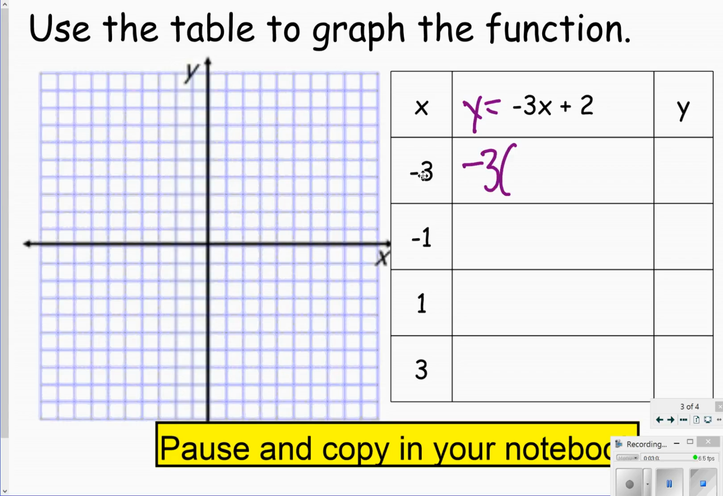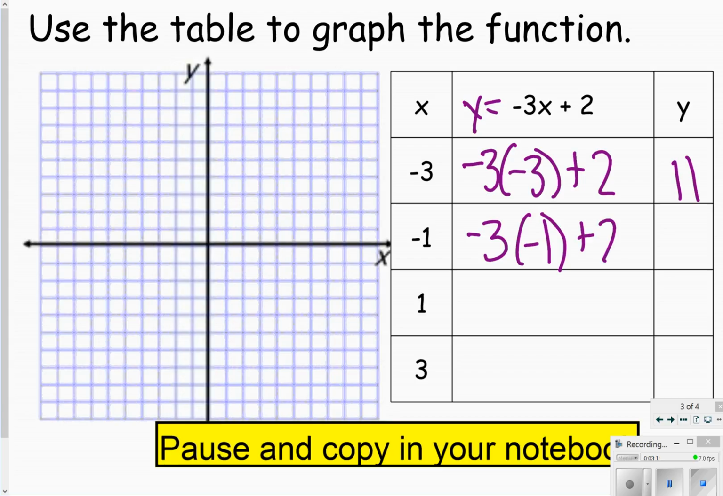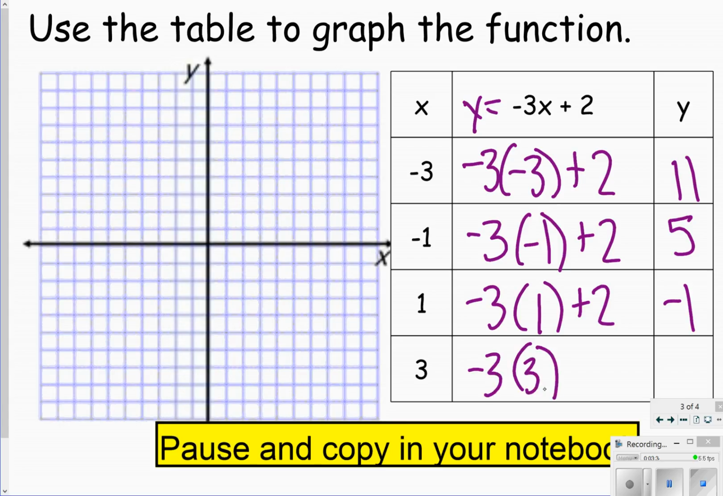-3 times, and the x value in this case is also -3, plus 2. -3 times -3 is +9, plus 2 is 11. And then we'll keep going. -3 times -1 plus 2. So we have a 3 plus 2, which is 5. -3 times +1 plus 2. -3 plus 2 is -1. And then we have -3 times 3, -9, plus 2. -9 plus 2 is -7.